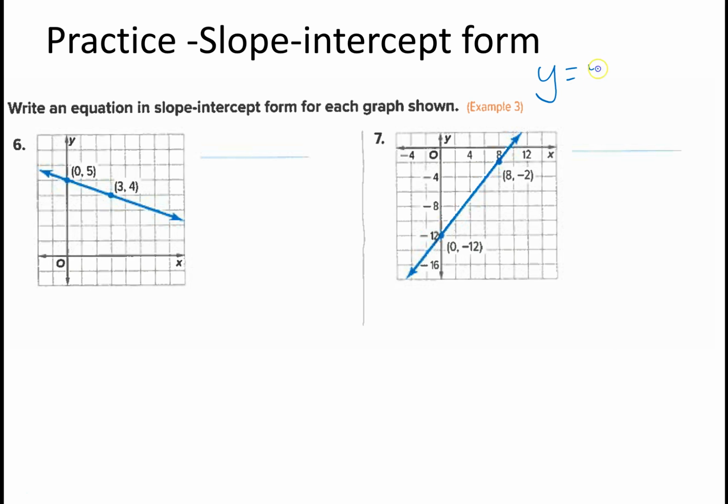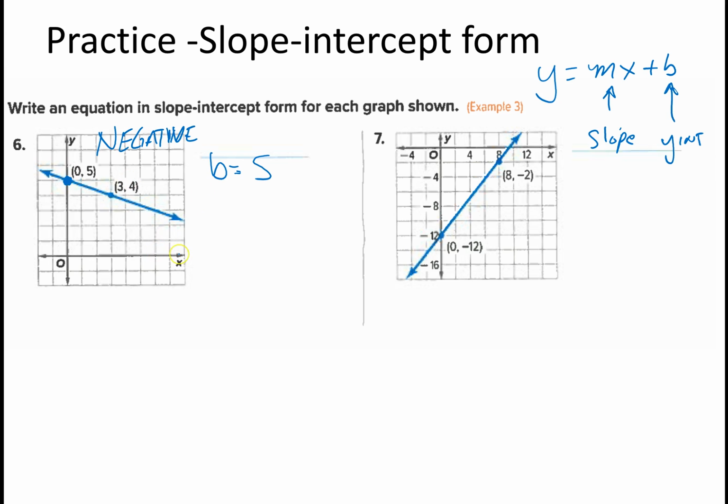y equals mx plus b. Well, this is my slope, and this is my y-intercept. So what's my y-intercept? My y-intercept is here, it's (0, 5). So my y-intercept is 5. And we know how to calculate slope. Now, my slope here I know has to be negative. So whatever I do, I know my slope is negative.